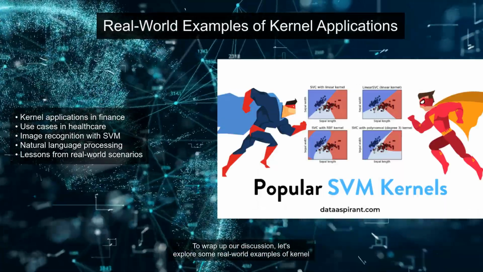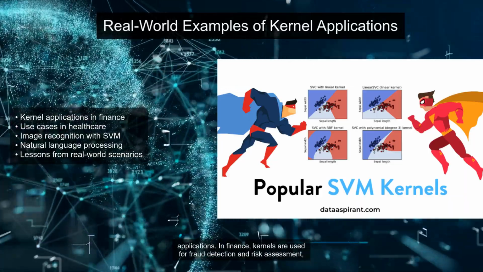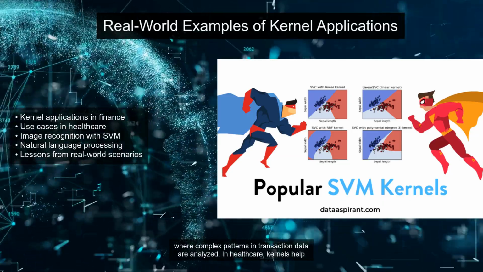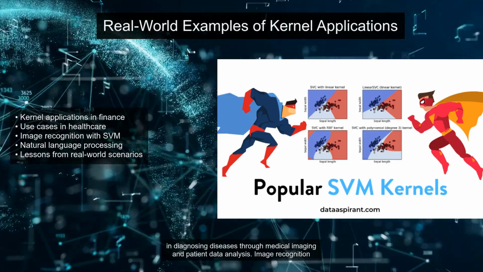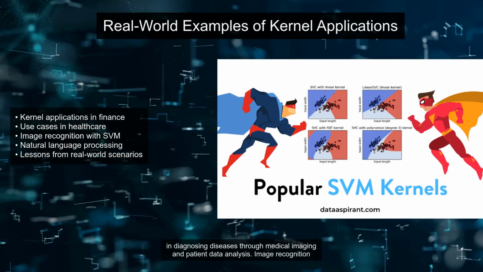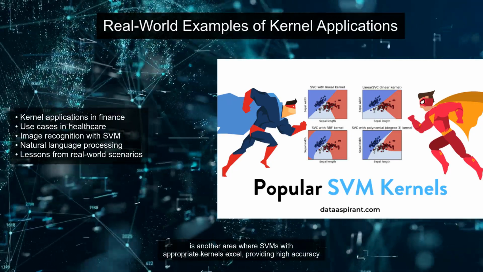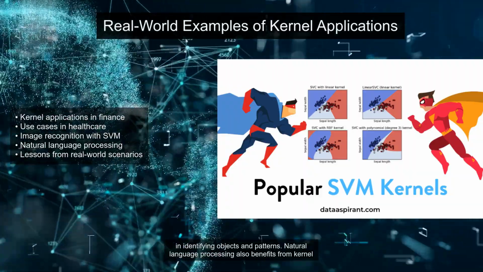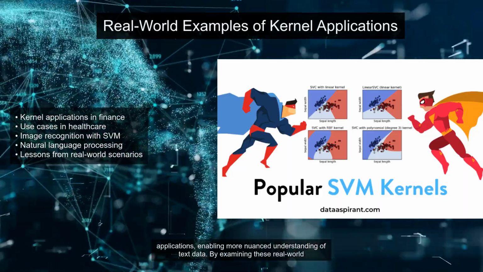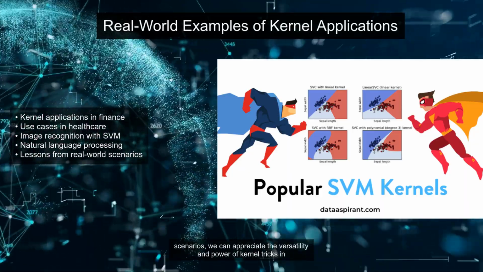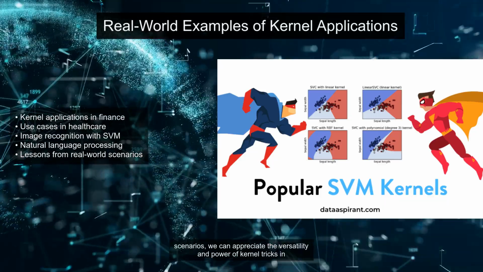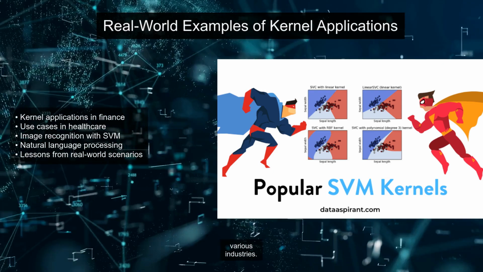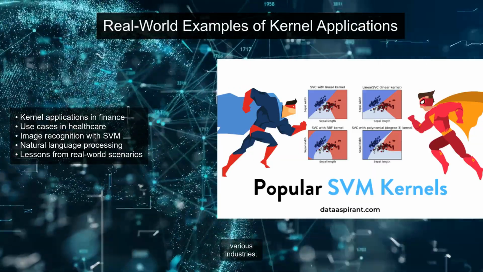To wrap up our discussion, let's explore some real-world examples of kernel applications. In finance, kernels are used for fraud detection and risk assessment, where complex patterns in transaction data are analyzed. In healthcare, kernels help in diagnosing diseases through medical imaging and patient data analysis. Image recognition is another area where SVMs with appropriate kernels excel, providing high accuracy in identifying objects and patterns. Natural language processing also benefits from kernel applications, enabling more nuanced understanding of text data. By examining these real-world scenarios, we can appreciate the versatility and power of kernel tricks in SVMs, providing valuable insights into how these techniques can be applied across various industries.